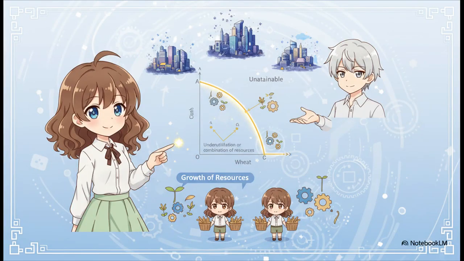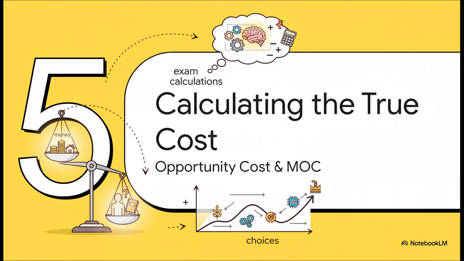So what about the points that aren't right on the curve? Well, any point inside the curve means we're being inefficient. Maybe we have unemployment or factories aren't running at full tilt. We could be doing better. Points on the curve are efficient. That's the sweet spot. And any point outside the curve, that's just impossible right now with the resources and tech we have. This leads us perfectly to the next big idea, understanding the real cost of our choices.